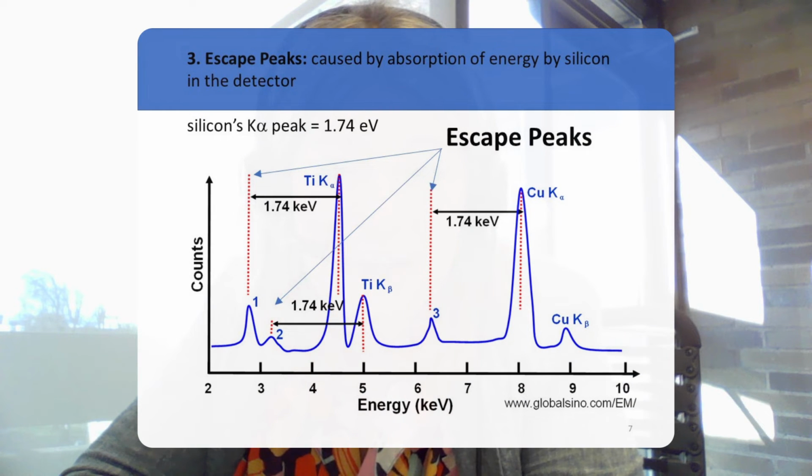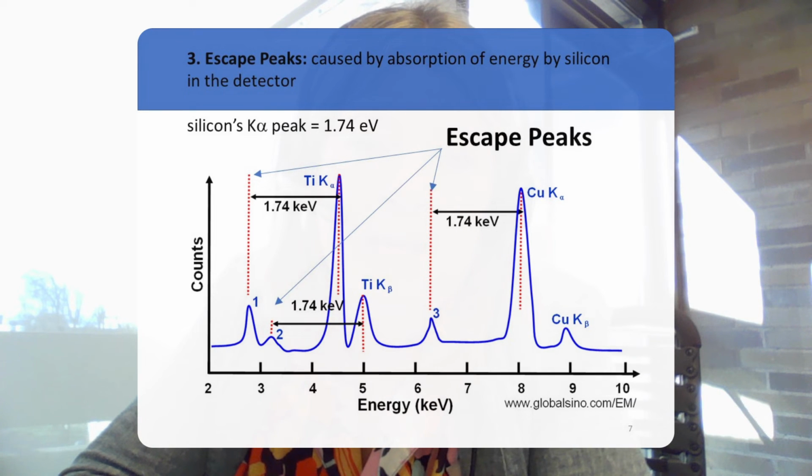Escape peaks can be easily recognized in a spectrum because their energy is 1.74 keV less than other elements that are present in the spectrum. So here we can see three escape peaks shown. They're the result of titanium's K alpha and K beta, as well as copper's K alpha peak. You will most often observe escape peaks when the energy of an incoming X-ray is close to that of silicon's absorption energy, so in the lower keV range.